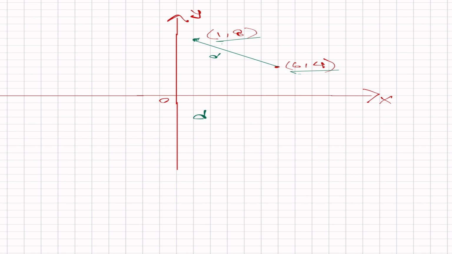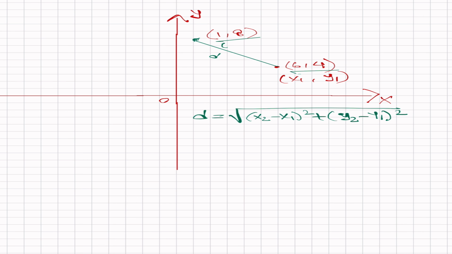First, we write down the formula. So what's the formula? We have the square root of x2 minus x1 squared plus y2 minus y1 squared, right? So let's say this is our x1, y1, and this is our x2, y2. So here x1 is just 6, x2 is just 1.